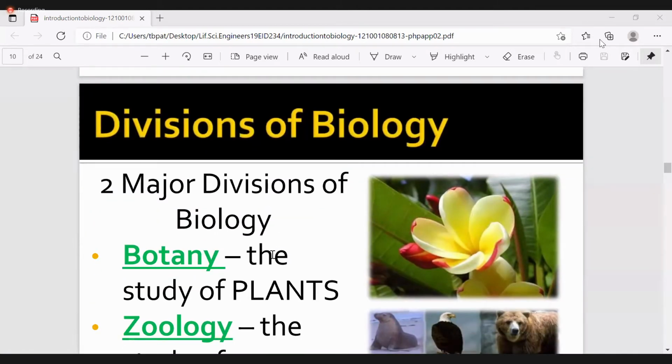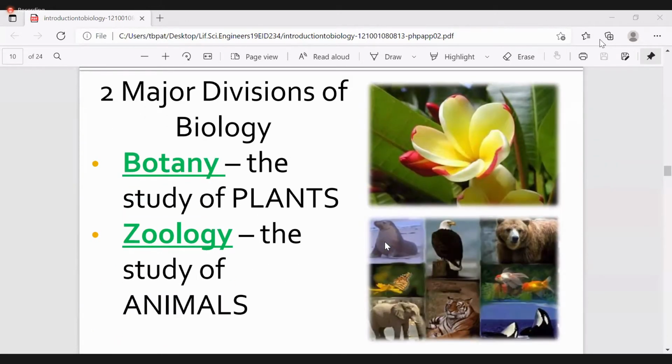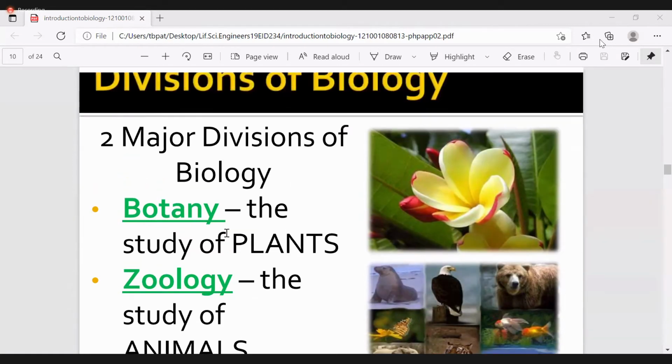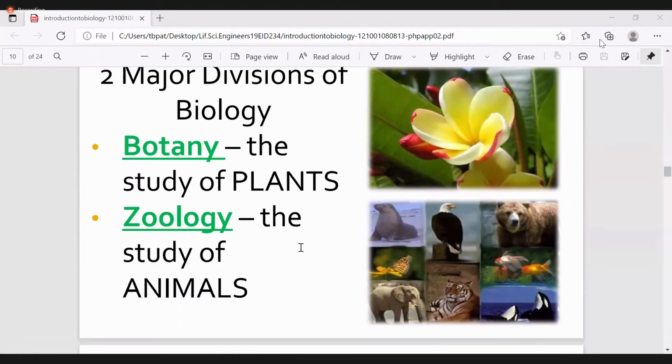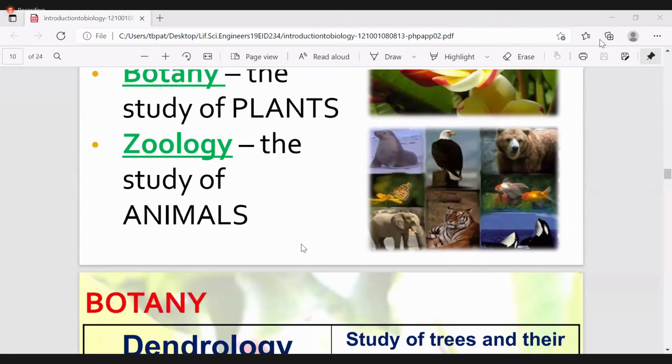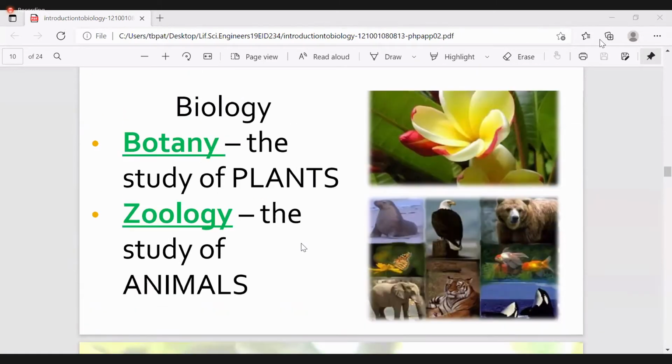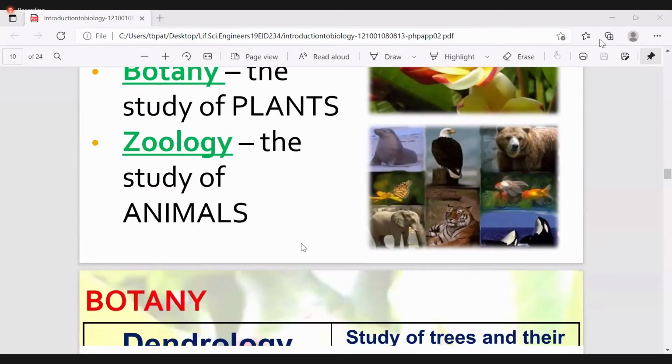Next, the divisions of biology. The major ones are botany and zoology, either plants or animals. One is the study of plants, the other is the study of animals. The study of animals is zoology, and the study of plants is botany. This is the major division. Of course, we learn about classification in our syllabus, and in that classification we learn about so many things.